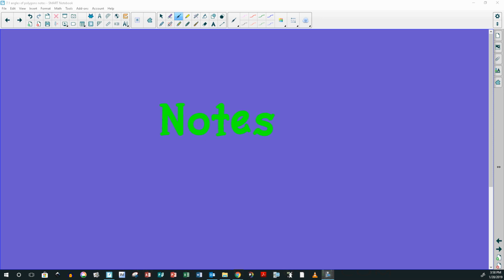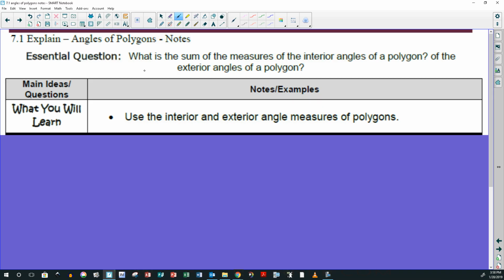Okay, so today we are beginning our chapter 7. So we're going to be talking a lot about polygons. And we're going to start out with angles of polygons. So what we're going to discuss is finding the sum of the interior and exterior angles. We're also going to look at finding the measure of just one angle by itself.